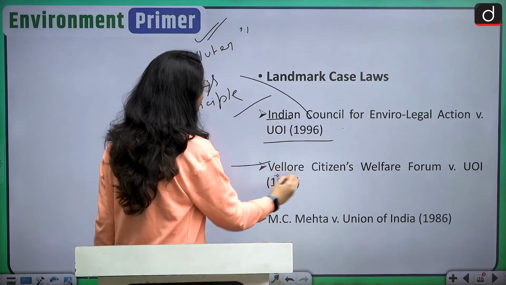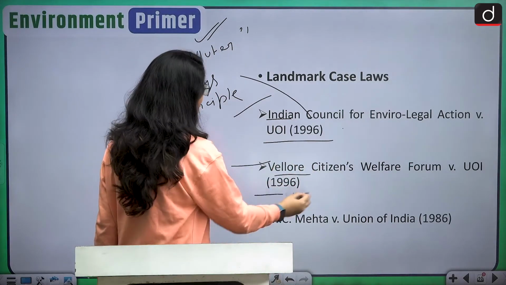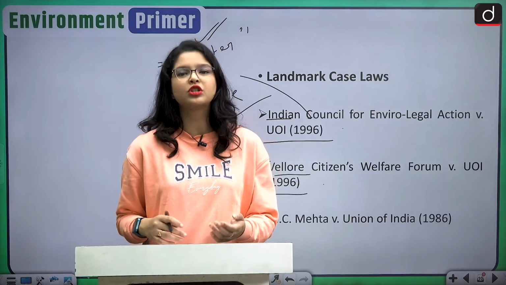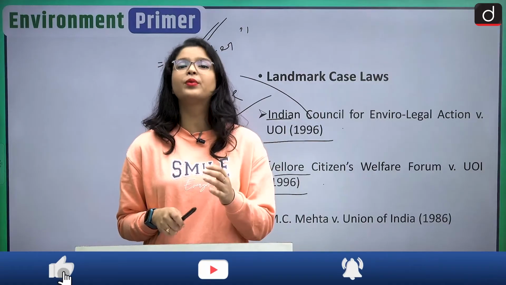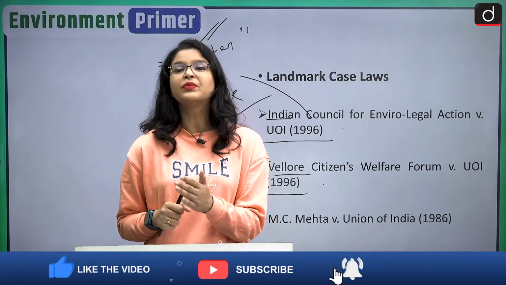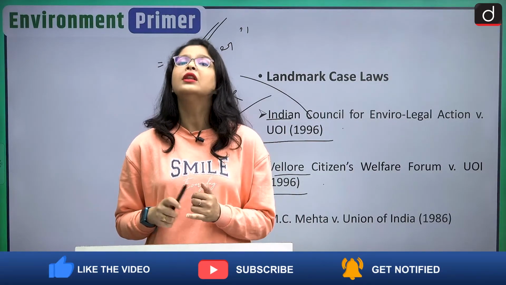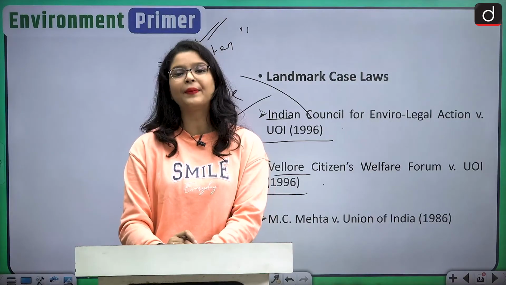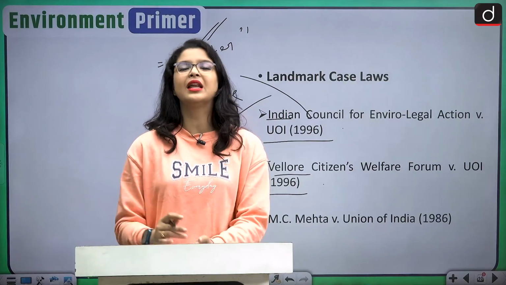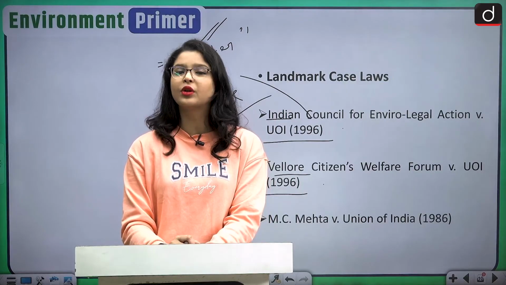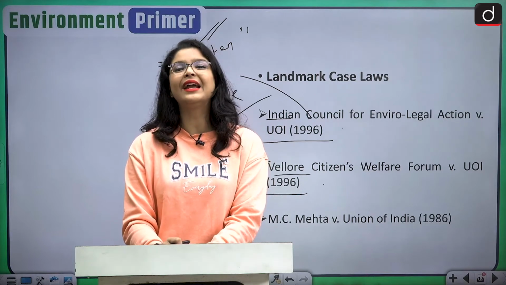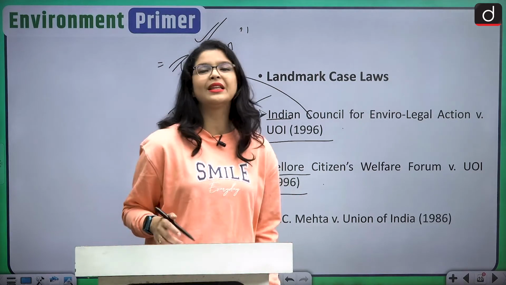Then came the case of Vellore Citizens Welfare Forum versus Union of India. This was a PIL under Article 32 of our Indian Constitution, which brought to the Supreme Court the state of affairs in Tamil Nadu. In Tamil Nadu also, the water pollution was rampant, the environmental degradation was rampant, and due to the industrialization. So this Vellore Citizens Forum brought this to the notice of the Supreme Court, and the Supreme Court again reiterated the polluter pays principle in this case.